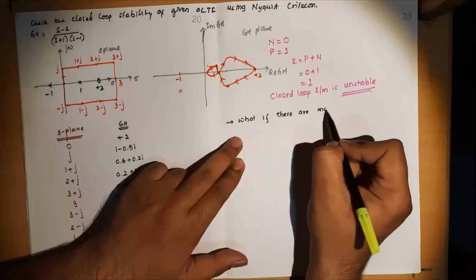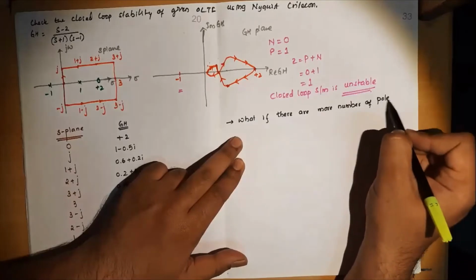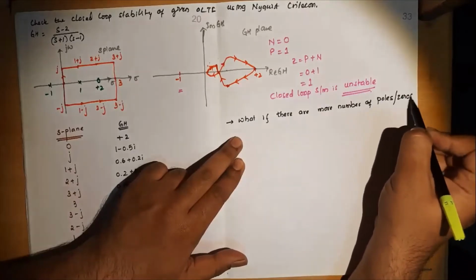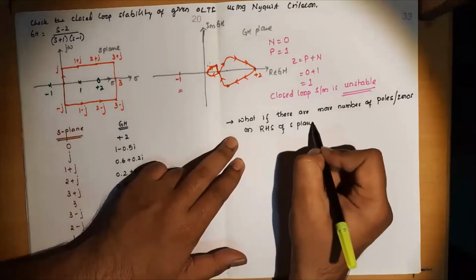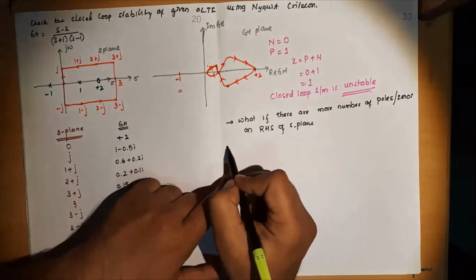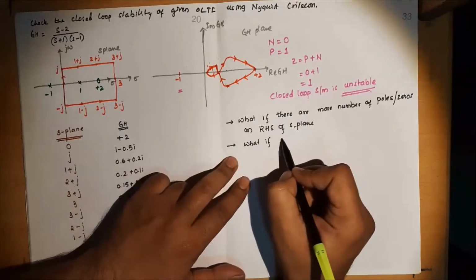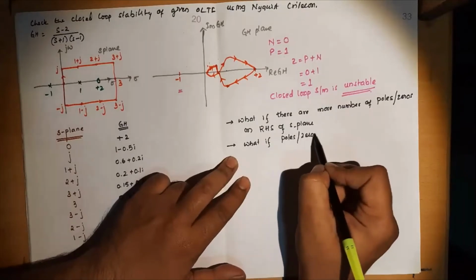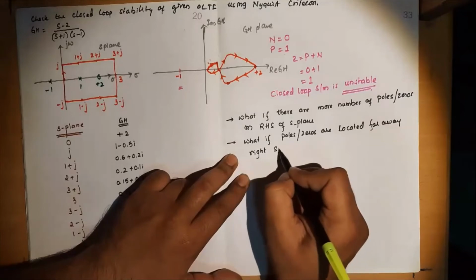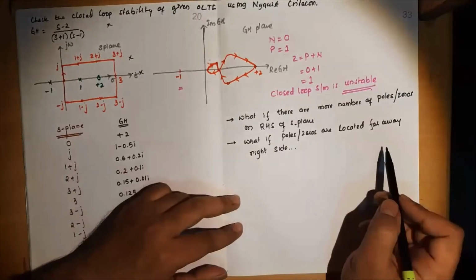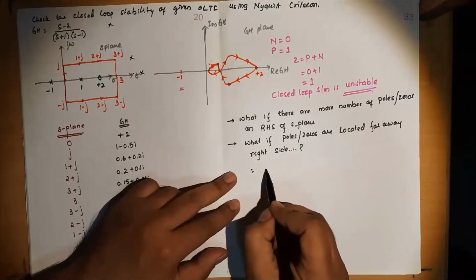So now you may have many questions, like what if there are more poles and zeros in the given OLTF? And what if the poles and zeros are located far away in the right half of S plane?